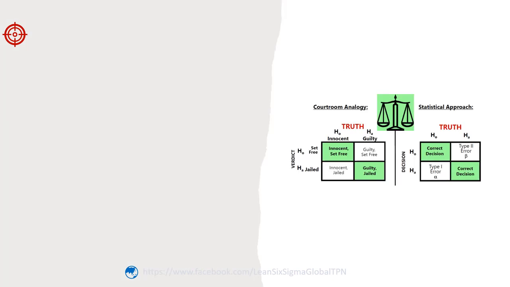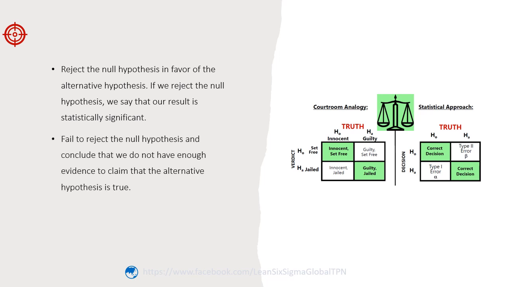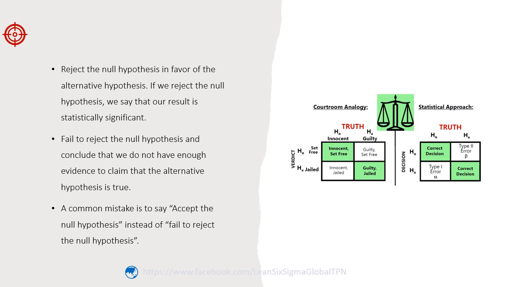We can make two possible conclusions after analyzing our data. We can reject the null hypothesis and claim statistical significance, or we can fail to reject the null hypothesis. A common mistake is to say accept the null hypothesis instead of fail to reject the null hypothesis. Remember that we are making our decisions using sample data rather than the entire population. Therefore, the information we have is incomplete. We can never accept the null hypothesis because we can never be absolutely certain whether it is true.